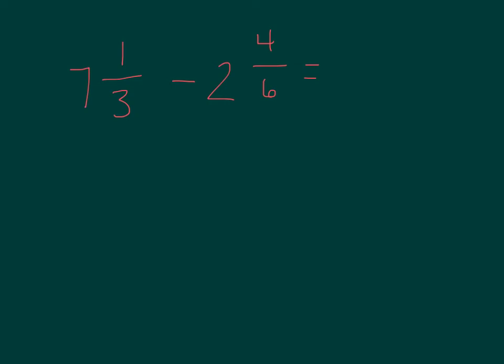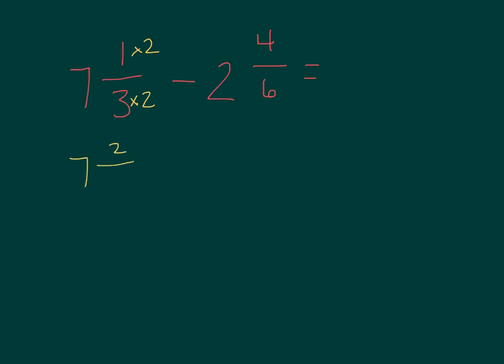The first step is following the rules. Number 1, we must find common denominators. When I'm looking at my thirds and my sixths, I know that I can multiply my thirds by 2 to get to 6. So I multiply my numerator and my denominator both by 2 to get to 6.